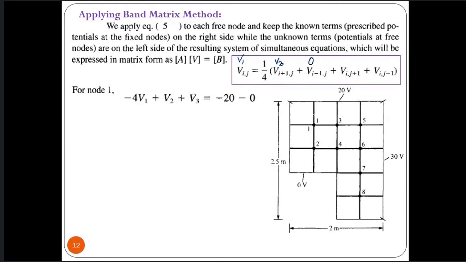Next, it depends on I comma j plus 1. I comma j plus 1 means this point, the potential is 20 volt. I comma j minus 1, sorry, this one. I comma j minus 1 means V2. So it will be V2.